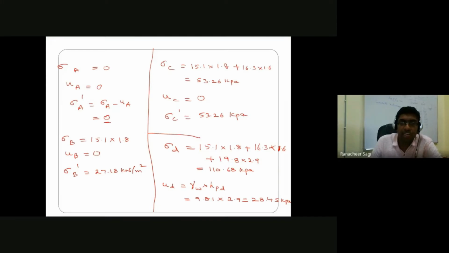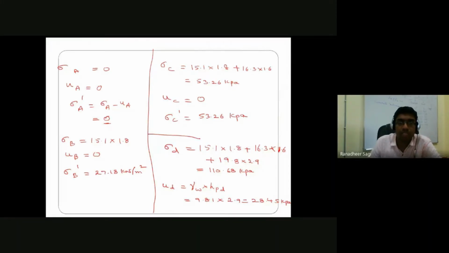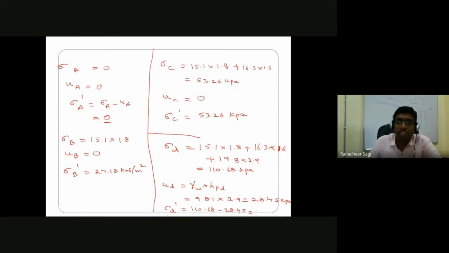Then automatically the effective stress: what's my effective stress at point D? 82.23 is my effective stress at point D. So all the data required in the problem is now known, and I will additionally try to plot how the total stress varies with depth, how the pore water pressure varies with depth, and how the effective stress varies with depth.